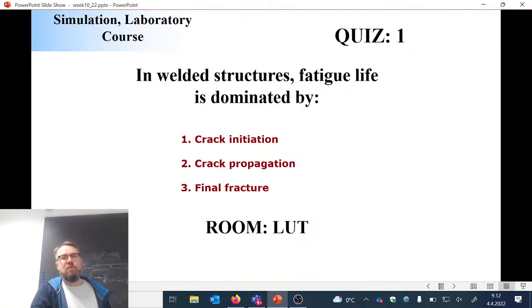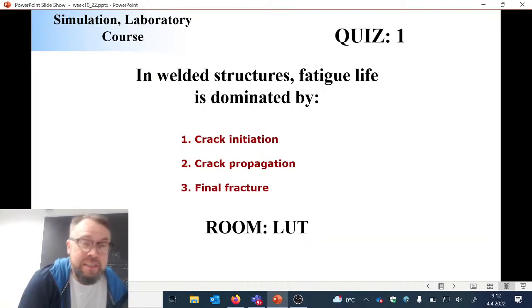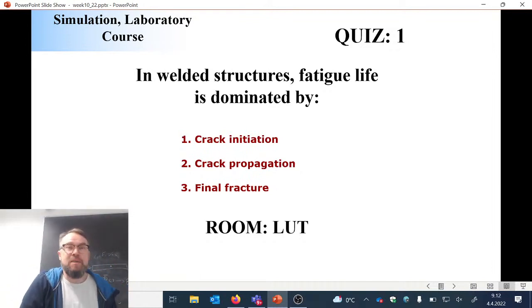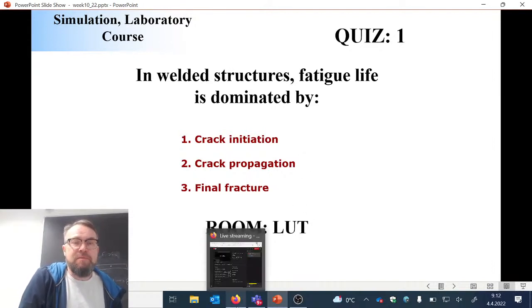And now here comes my first in-class quiz, which is easy. It says: in a welded structure, the fatigue life is dominated by crack initiation, crack propagation, or final fracture. So those are the different options.